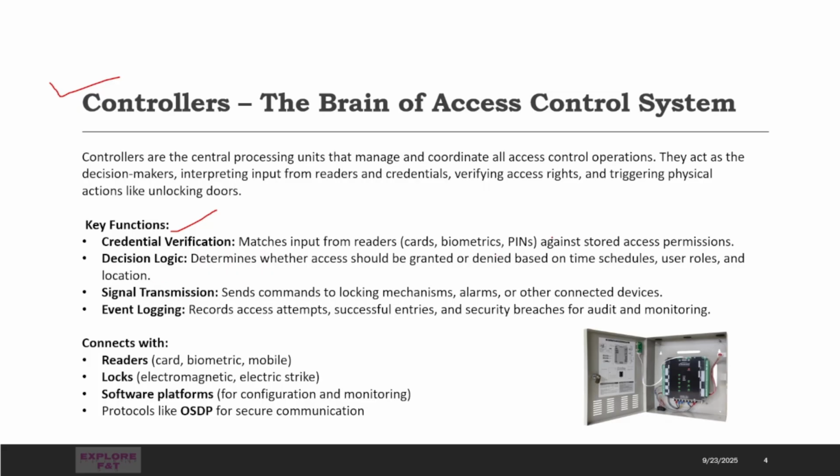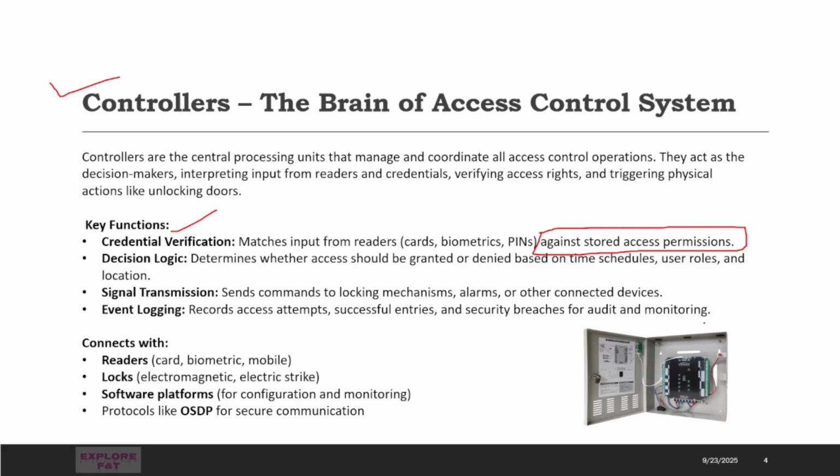And how will they verify? First we have to configure the controller and put every credential inside it. From that they have the list of credentials, like serial numbers and so on. From that they verify whether this credential is available in our database or not. If not, they will deny the access. If available, they will give the signal to the locking hardware, the locking hardware will be unlocked and the door will open.